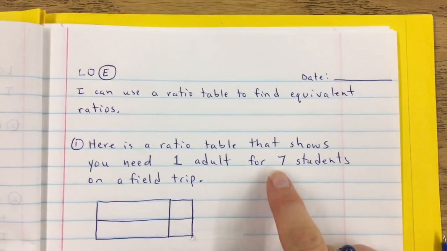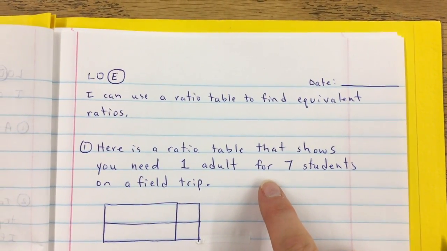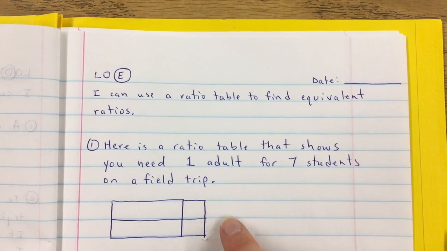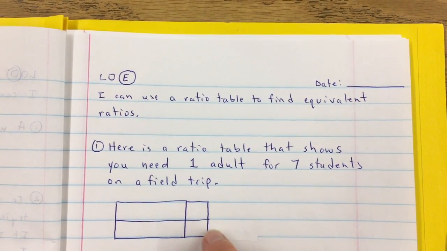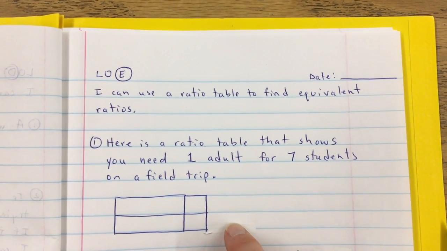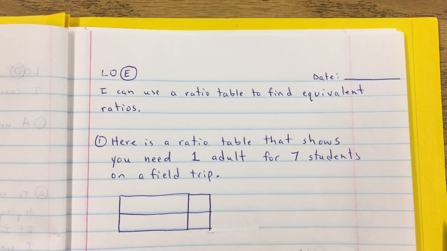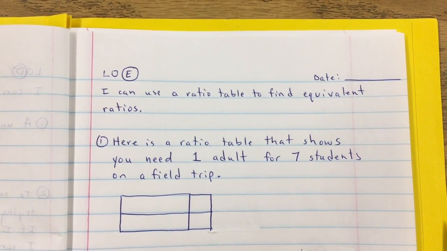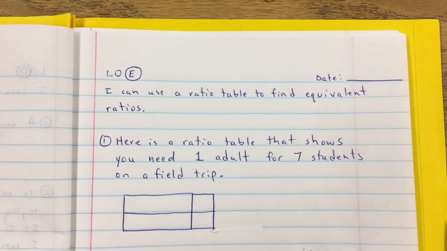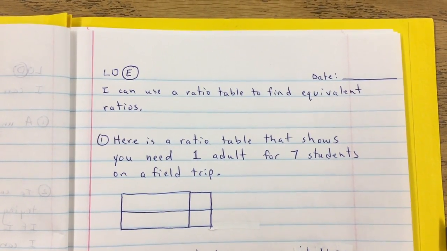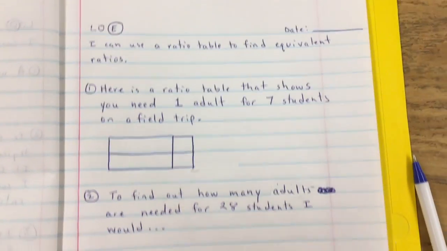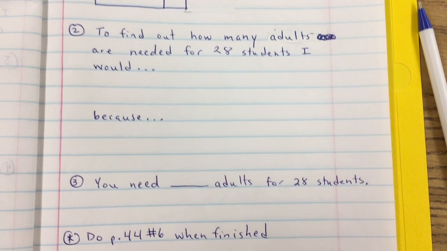Here is a ratio table that shows you need 1 adult for 7 students on a field trip. Make the table, label it, and put the numbers in. Now, go ahead and pause and do this first step. When you're done, turn the movie back on. Okay, after you have this, go ahead and look at the bottom part.